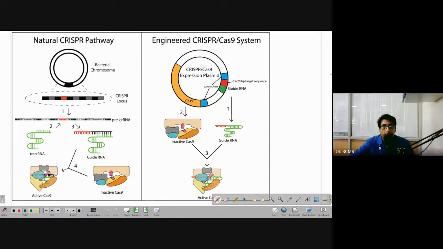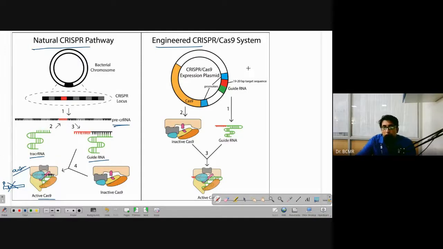Okay, this will be the last slide comparing the natural CRISPR pathway and the engineered one. In the natural CRISPR-Cas pathway, it will produce tracer RNA, and it will produce the CRISPR RNA from the pre-CRISPR RNA, and it will bind with the Cas9, and it is active. When it finds a target spacer adjacent to a PAM sequence, then it will cleave it.